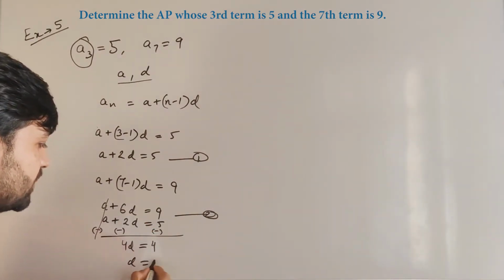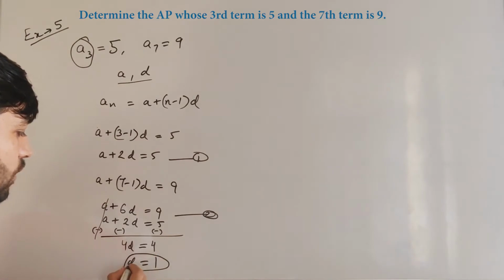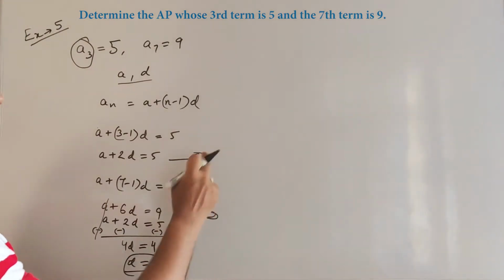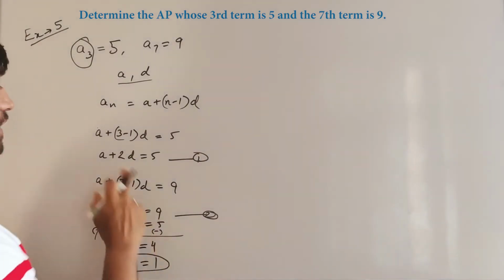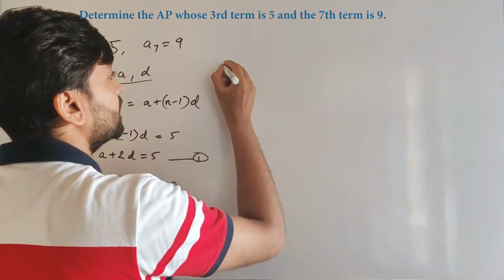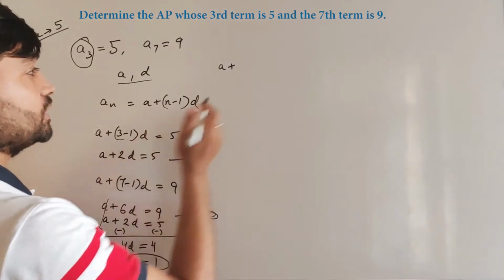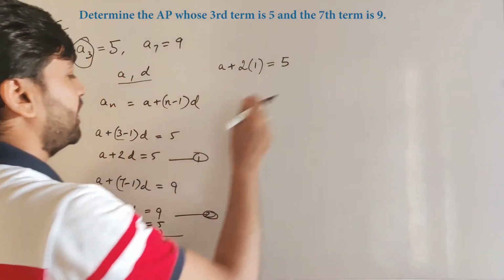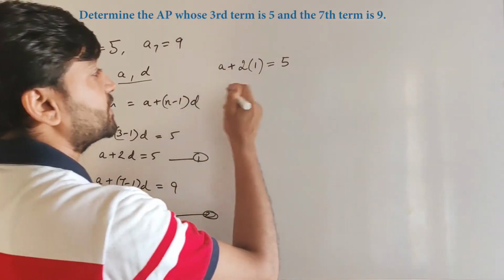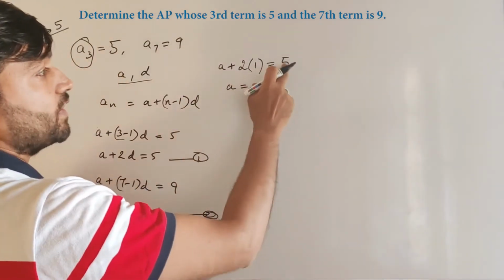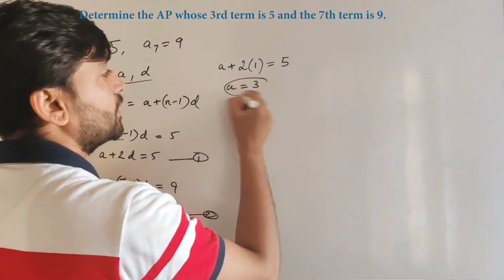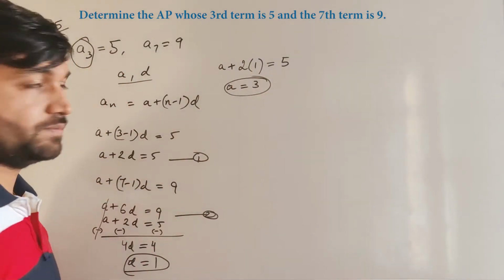So D value will be 4 by 4, which is 1. So we got the common difference value as 1. This value we substitute in any one of the equations and simplify. So D as 1 I substitute here. So I get A plus 2D, so 2 into D value 1, is equal to 5. I have substituted in the first equation. I simplify this equation. So A will be 5 minus 2, 2 into 1. I subtract. I'll get A value as 3.